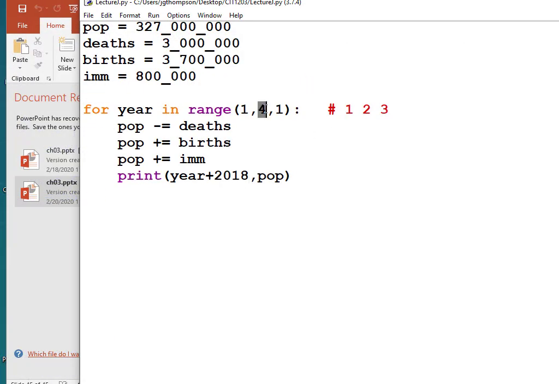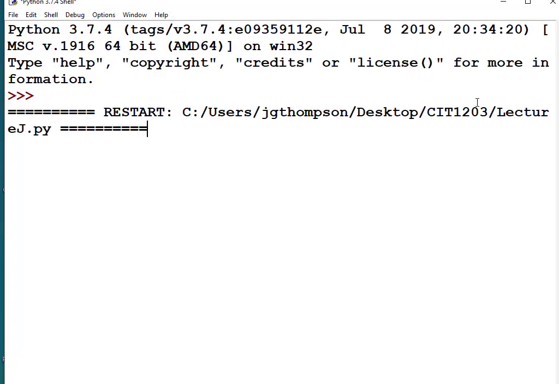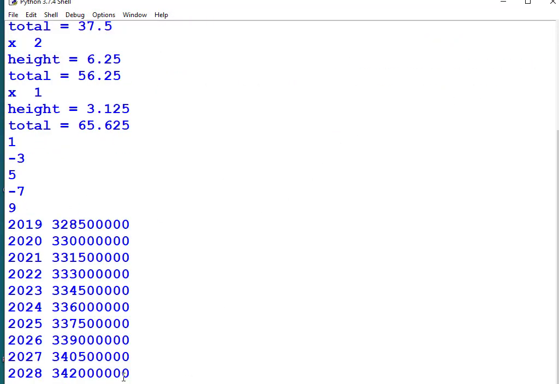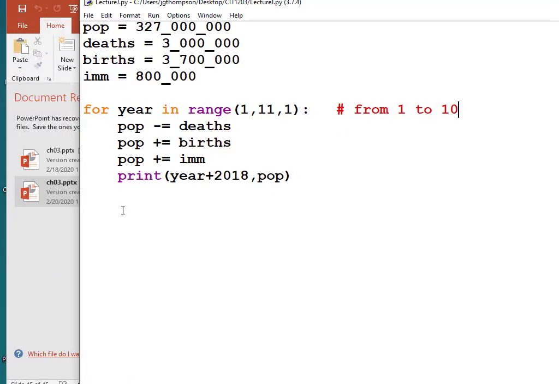Let's say for 10 years. So I better put 11 there, so it'll count from 1 to 10. So assuming this, we're going to have about 20 million more people after about 10 years. Interesting. I was like, the United States is about to be overcrowded. Social Security's over with.